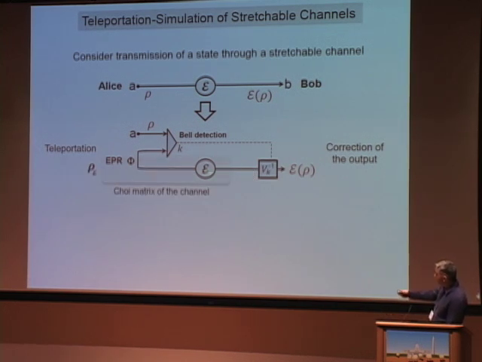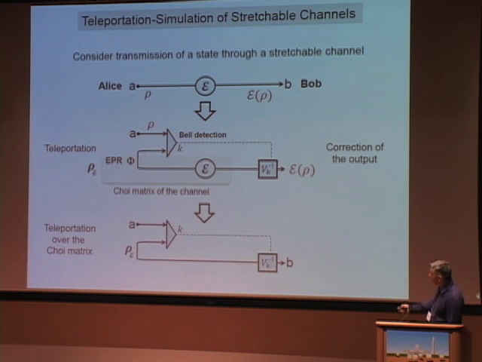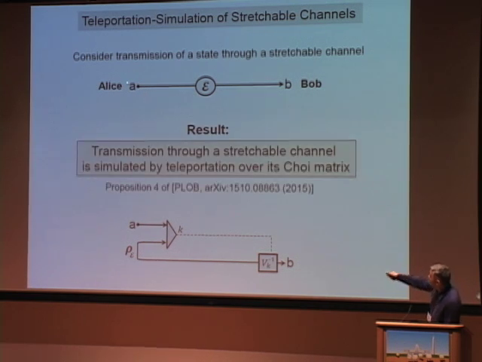Then see that basically what I've done here is I just defined the Choi matrix of the channel. So at the end of the day, everything is somehow simulated by the teleportation of the input system, A, considering the Choi matrix of the channel as a resource state. Basically what I'm saying is that the transmission can be simulated by teleporting over the Choi matrix of the state. So that's basically the idea.